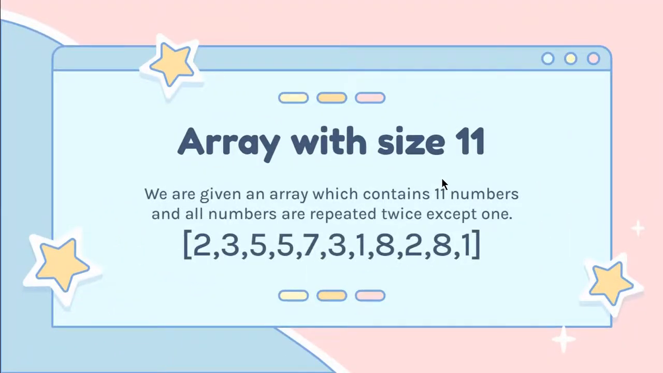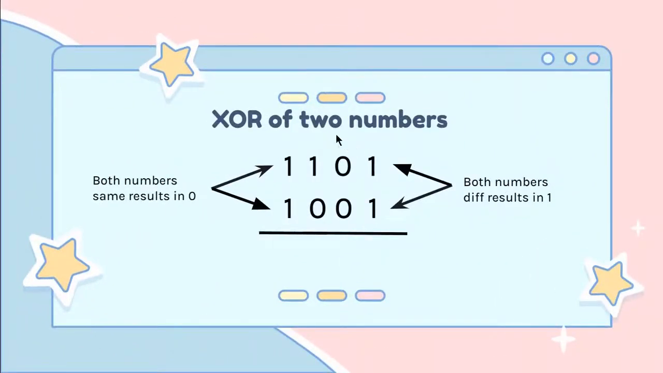So the array is of size 11 and here are the elements of the array. We can see all the elements are repeated except one, which is 7. So we will try to find 7 by using the programming, and we will be using XOR.